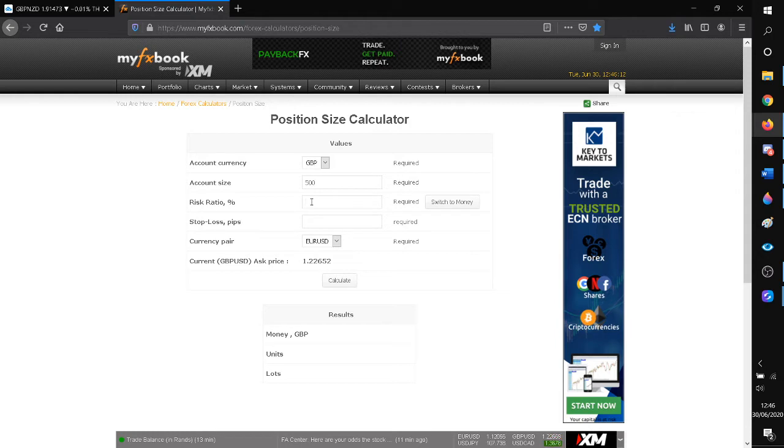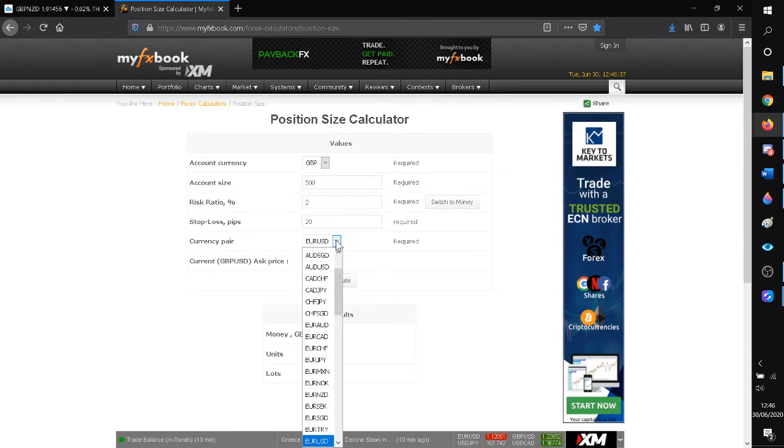Risk is typically 1% to 2% of your account. Most traders use 2%. The stop loss is important to know because it determines the correct lot size to use. Typically it's around 20 to 30 pips, so make sure you actually know the actual lot size. For this example, I'm just going to put 20 pips.